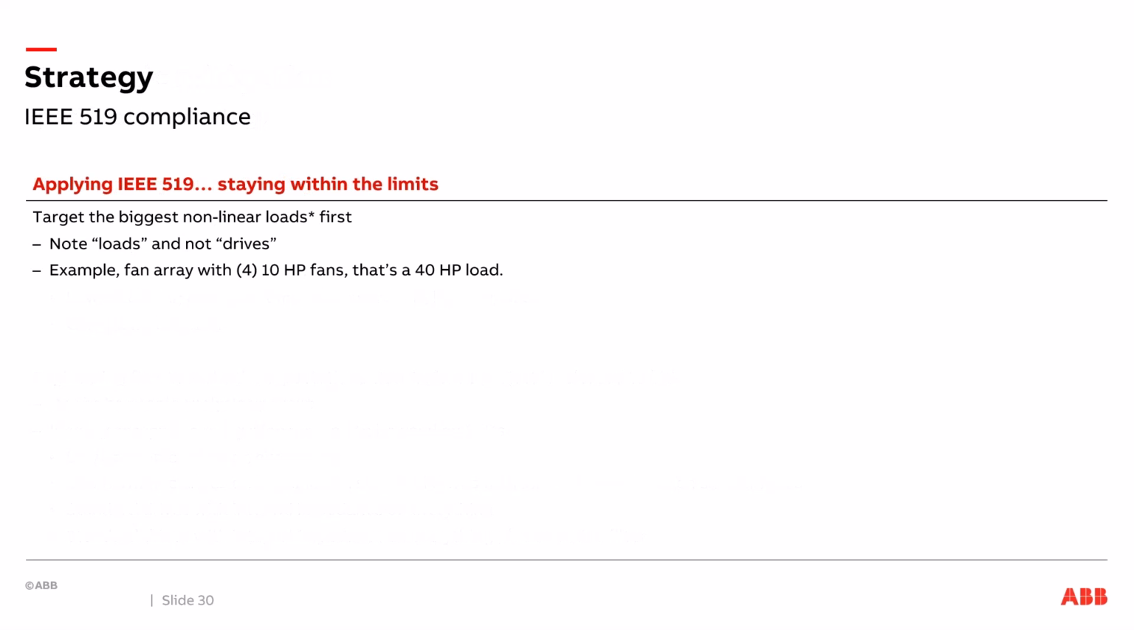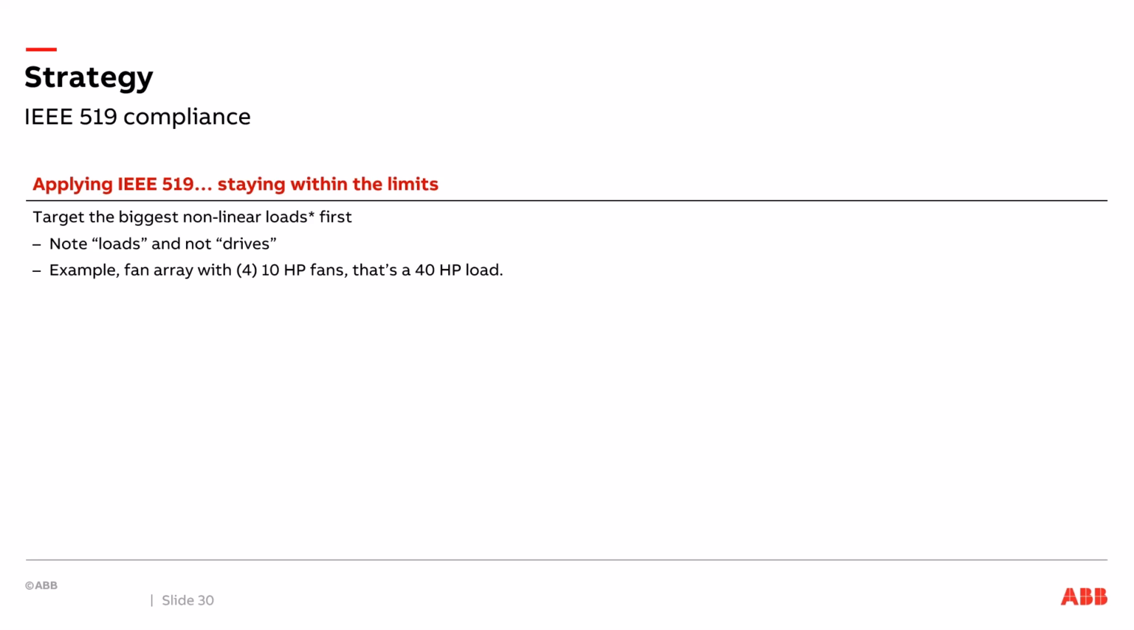When you start cleaning up harmonics and doing studies, my recommendation is to always look at the biggest loads first. So if I've got a 3, a 30, and a 300, I'm going to start at that 300 horsepower, then my 30 horsepower, and only look at the 3 horsepower last, if I still need additional mitigation.